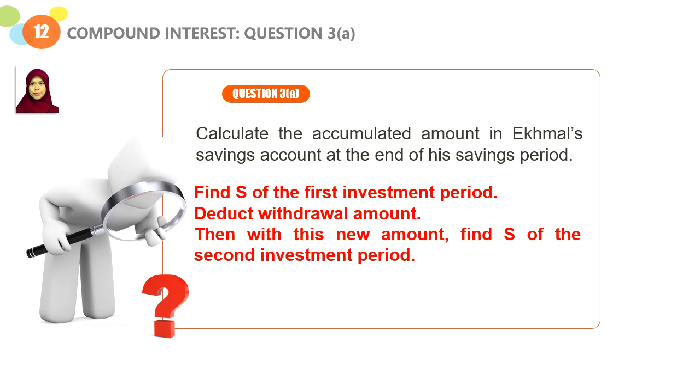Compound interest question 3A. Calculate the accumulated amount in Ikmal's savings account at the end of his savings period. Find S of the first investment period, deduct the withdrawal amount, then with this new amount, find S of the second investment period.